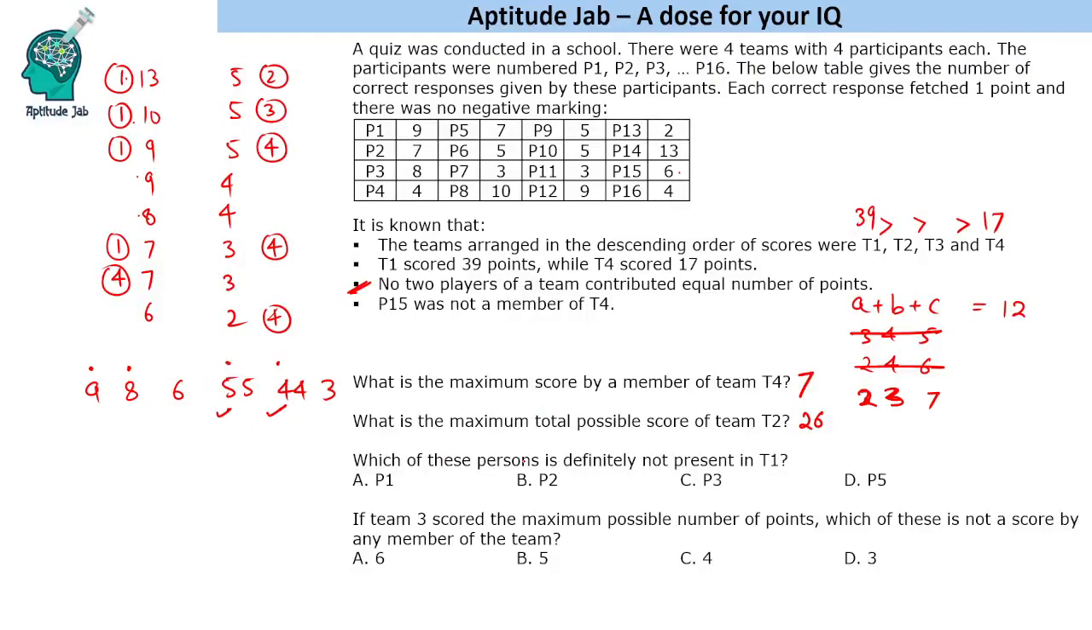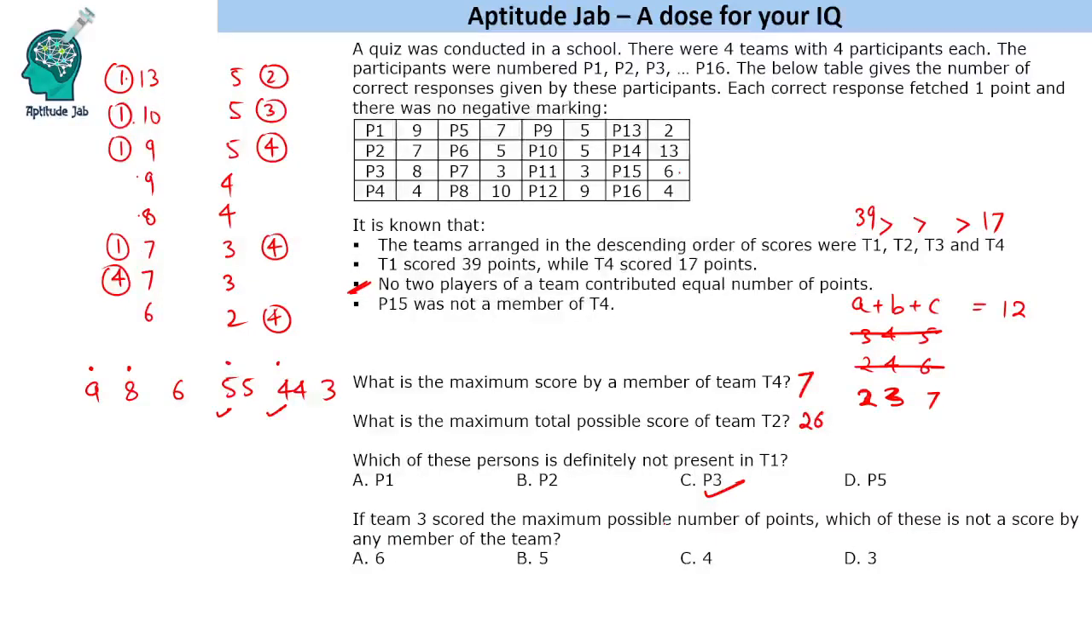Which of these persons is definitely not present in T1? So T1 has 13, 10, 9, 7. Now let us look at persons from the table. P1 has 9 points, so 9 points could be present. P2 has 7 points, so he could be present. P3 has 8 points. We know that the 8-point person is not present in this team. So that is your answer. P5 has 7, so P5 could be present. We do not know the names of the persons, we know the scores. So definitely the person with 8 points is not present in T1. That's the answer.